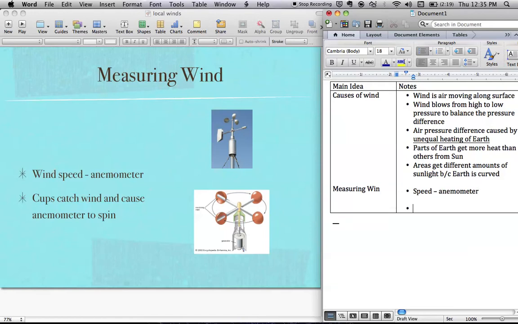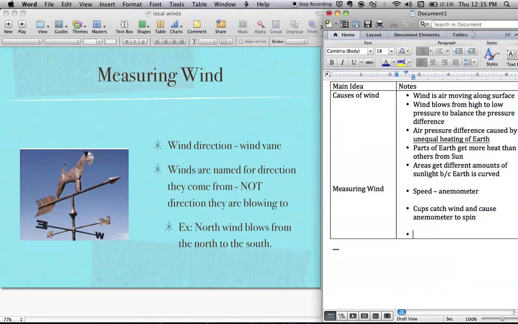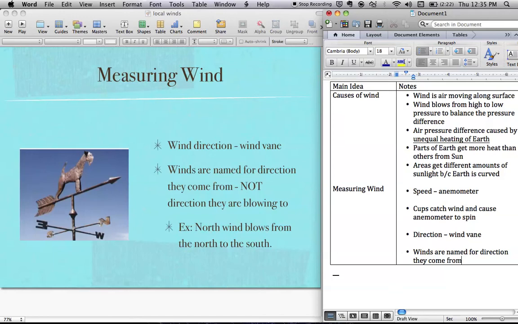For the anemometer, the cups of the anemometer catch the wind and cause the anemometer to spin. We measure how fast it spins, and we know how fast the wind is blowing. We can also measure the direction. Wind direction we measure with something called a wind vane. And winds are named for the direction they come from, not the direction they are blowing to.